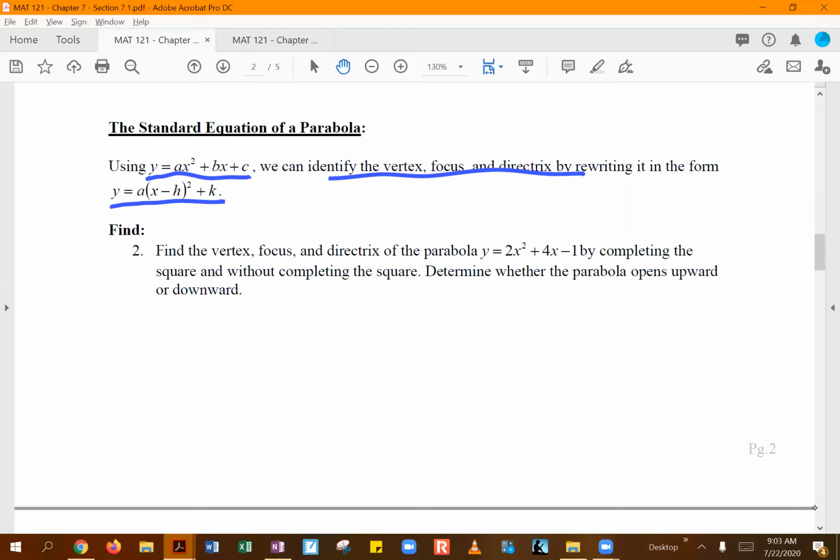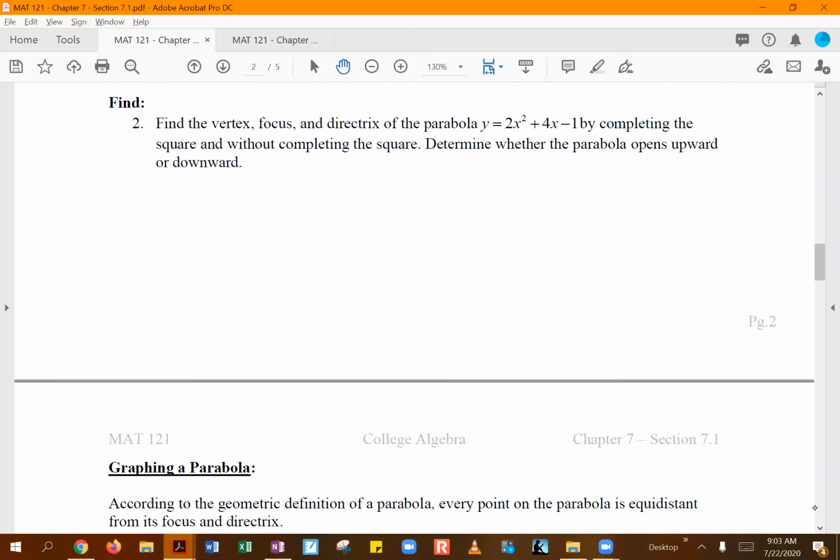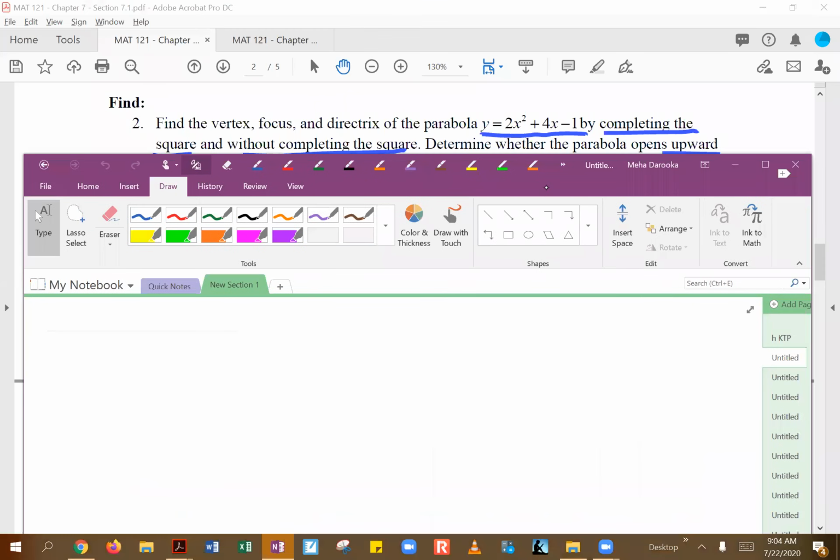But I'm going to show it to you 2 different ways so you can see which method you like better. So example 2 is asking us to find the vertex, focus, and directrix of the parabola y equals 2x squared plus 4x minus 1. And they're saying do this by completing the square and without completing the square. And they also want us to find out if the parabola is opening up or down.